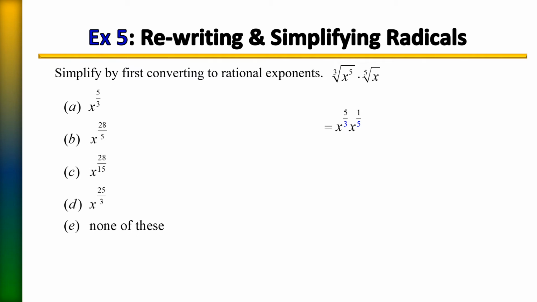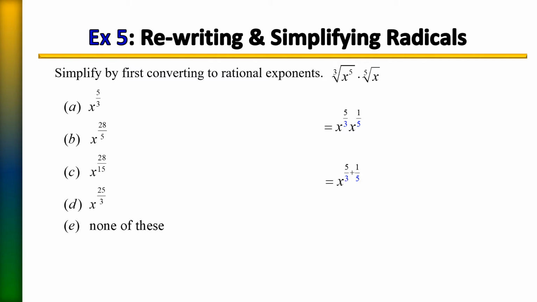Now that we have converted them to rational exponent form, next we're going to apply the product rule, which states that if the base is the same, keep the base and add the exponents. Here we can see the base of x is the same, so keep the x and add the exponents. These 2 exponents happen to be unlike fractions, so you're going to have to find the LCD, which in this case is 15, and multiply each fraction by what it needs to become the LCD.